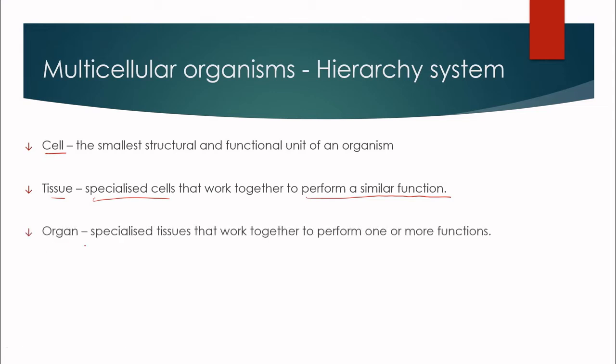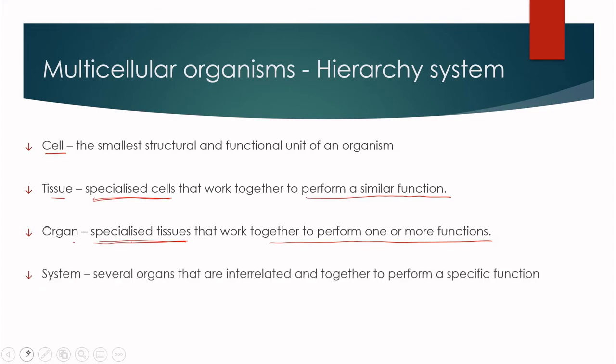We keep moving down. After tissue, you'll find that you have an organ. You have specialized tissue. So we've gone from specialized cells making up a tissue, to specialized tissues that make up an organ, such as the heart. So you'll have the muscles of the heart, those specialized tissues making up the organ, and they also work together to perform one or more functions.